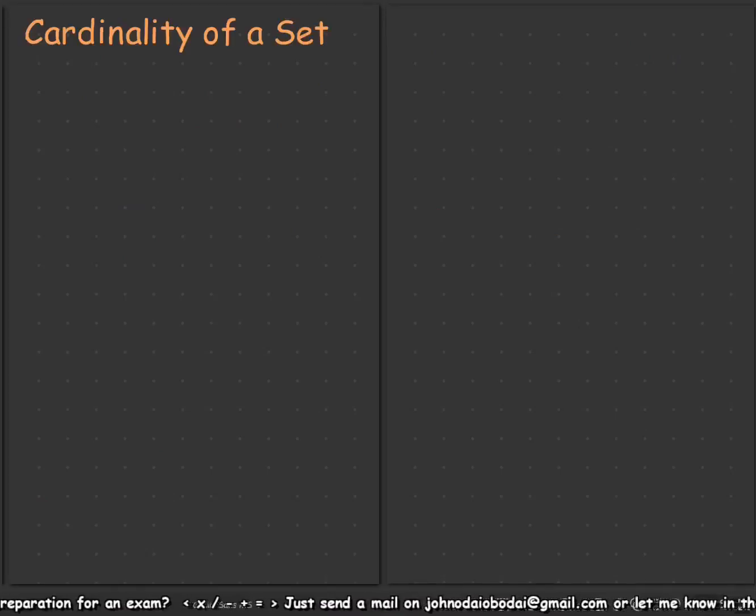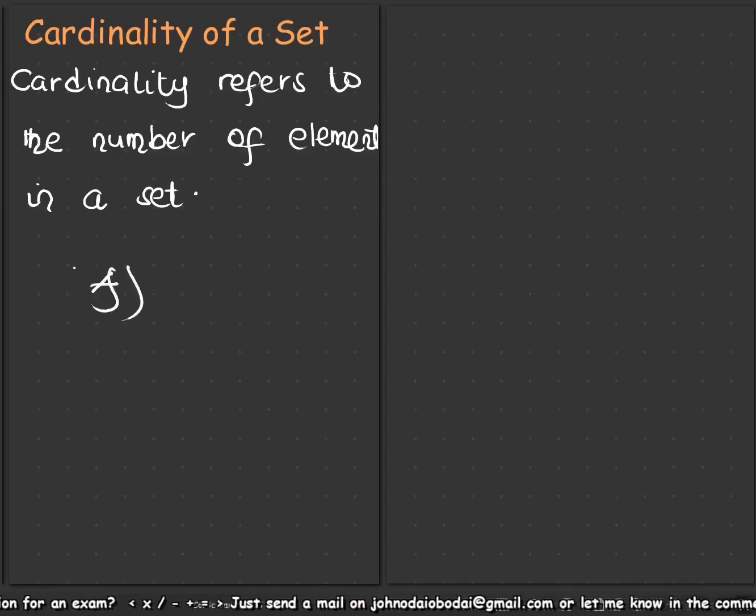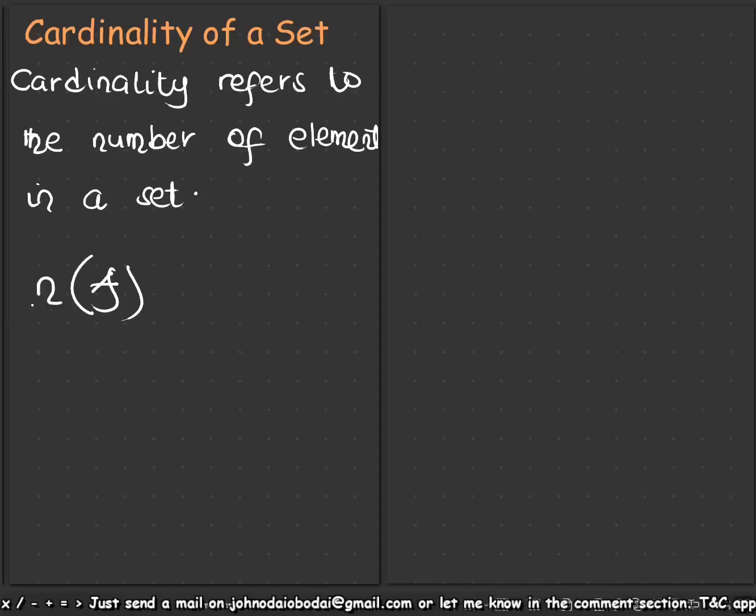When we talk of the cardinality of a set, it simply refers to the number of elements in the set. How do we notate it? If you have any set, say set A, and you want its cardinality, you just put n over it. That is the number of elements in the set. So that is the cardinality of a set.